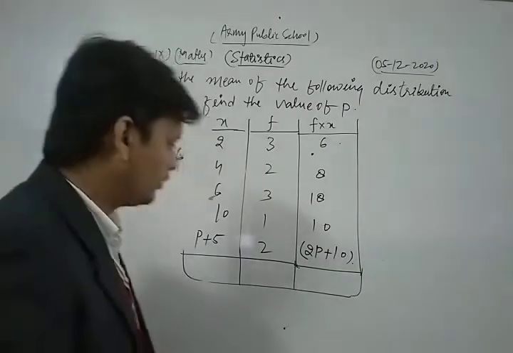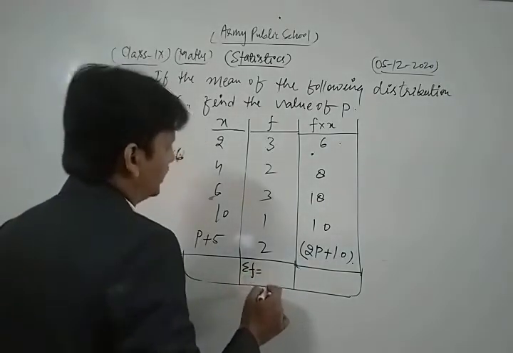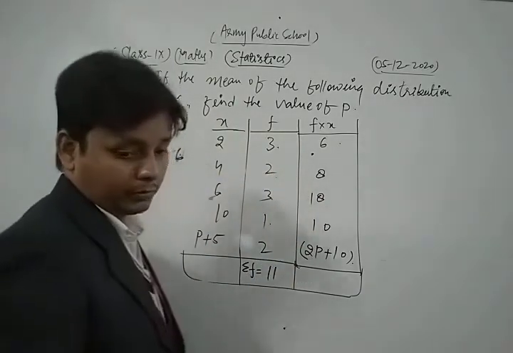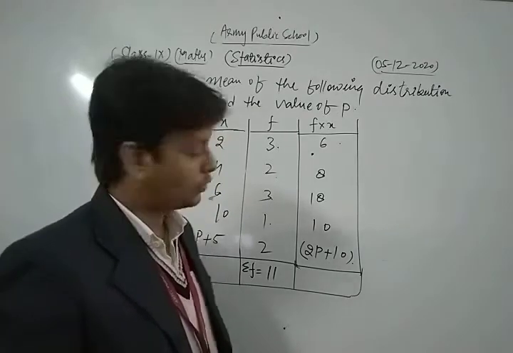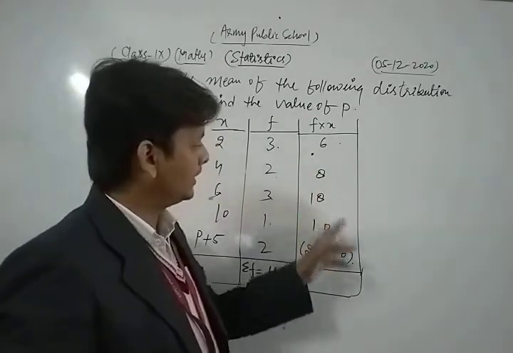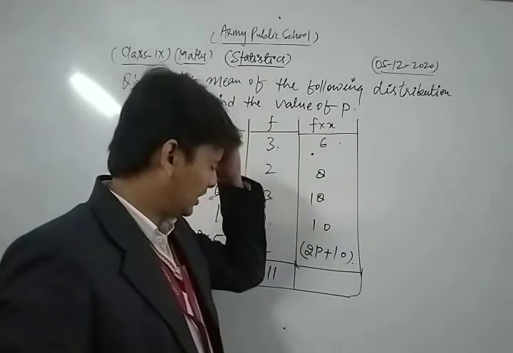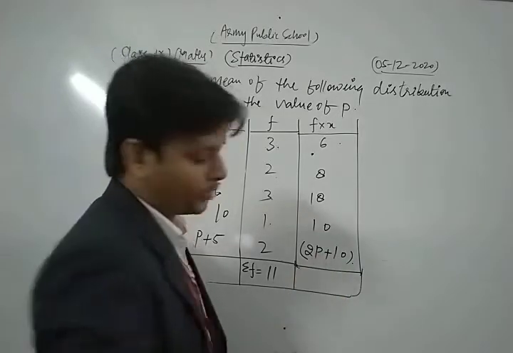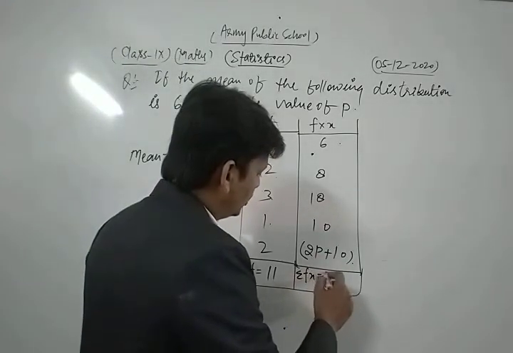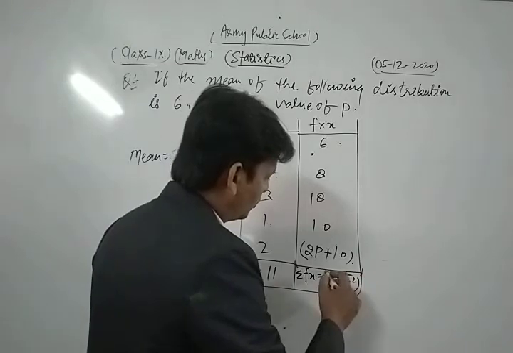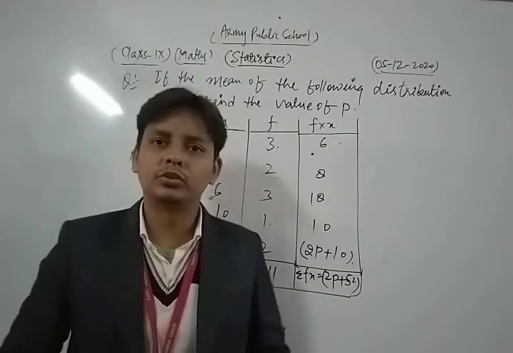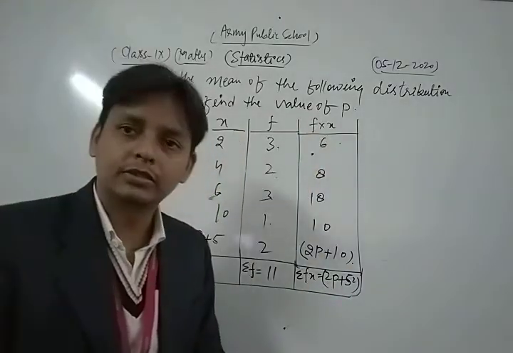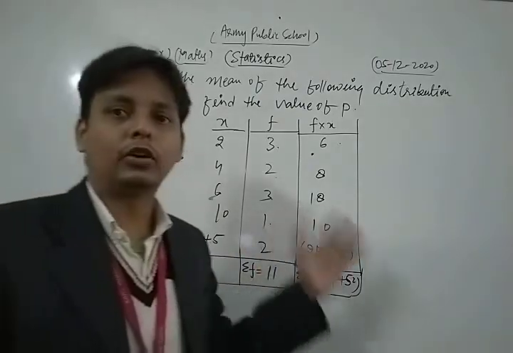Now what do we do? Now we find sigma f. The value of sigma f is 3 plus 2 plus 3 plus 1 plus 2, which is 11. And dear students, now we add them: 6, 8 is 14, 18 makes 32, and 10 makes 42, so the value is 52 plus 2p. Sigma fx is equal to 2p plus 52. This is the value of sigma f into x. Okay, dear students. Now what do I do? Now we apply the formula for mean. Let's see.